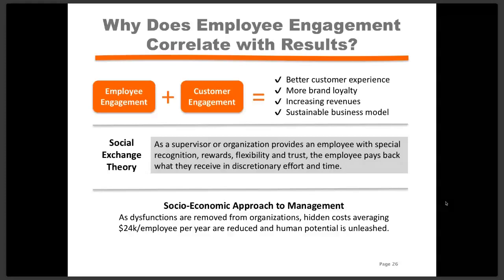And then the socioeconomic approach to management is an organizational improvement system that roots out dysfunctions in organizations, and they've been doing this for over 30 years. There are over 2,000 interventions where they've gone into organizations, and they've identified that hidden costs inside organizations due to dysfunctions average about $24,000 per employee per year. So that's a huge hidden cost expense that's occurring because employees are disengaged because of the way they're managed, the way they're organized. They're not appreciated, all kinds of factors that come into play there.